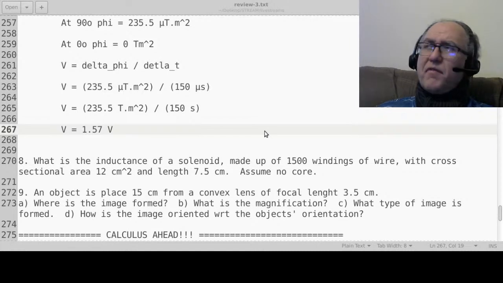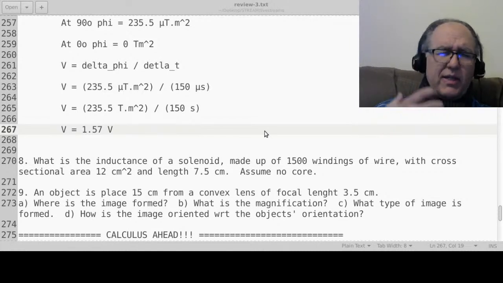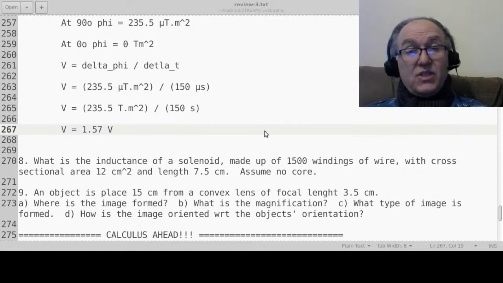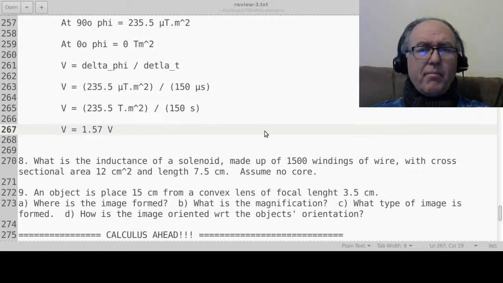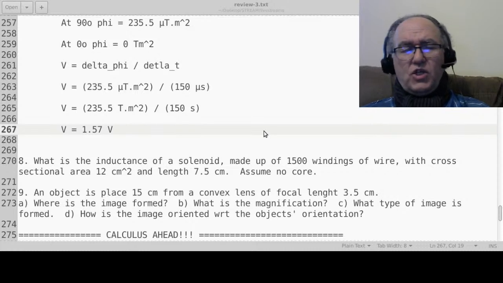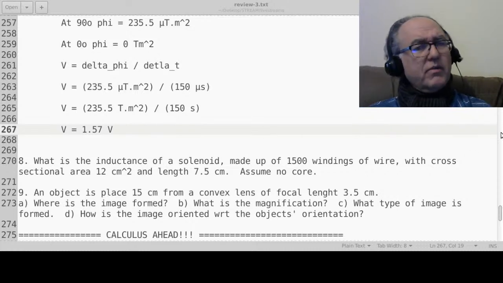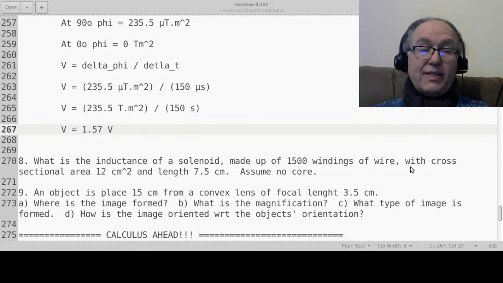Okay, so I don't know if anyone's ever tried to engineer an electric generator that way. Usually these generators come with big magnets already built into them, but it might be interesting to just try to generate it directly off the Earth's magnetic field. Okay, so there you go. There's an example of a magnetic flux problem.